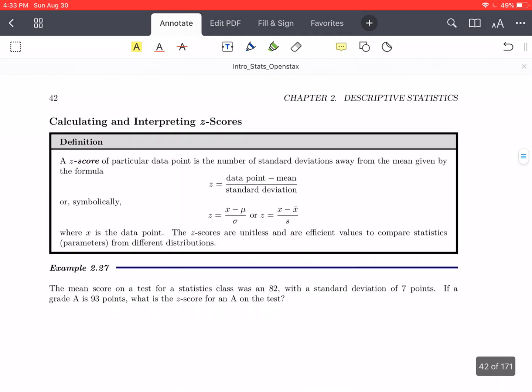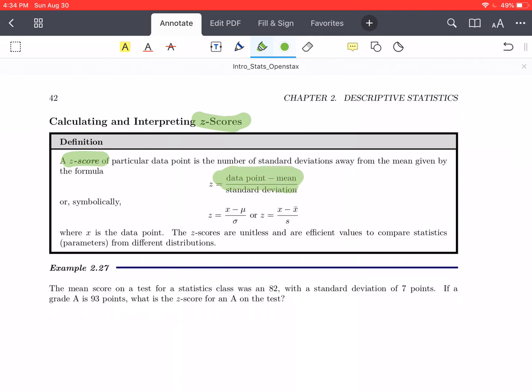Next up, this is something that we're going to talk about now, and then it's going to go away for a little bit and come back with a vengeance later in the semester. So this is calculating and interpreting z-scores. A z-score of a particular data point is the number of standard deviations away from the mean given by this formula. So it's the data point minus mean over standard deviation. That gives us z. This tells us how far away we are from the mean in terms of standard deviations.